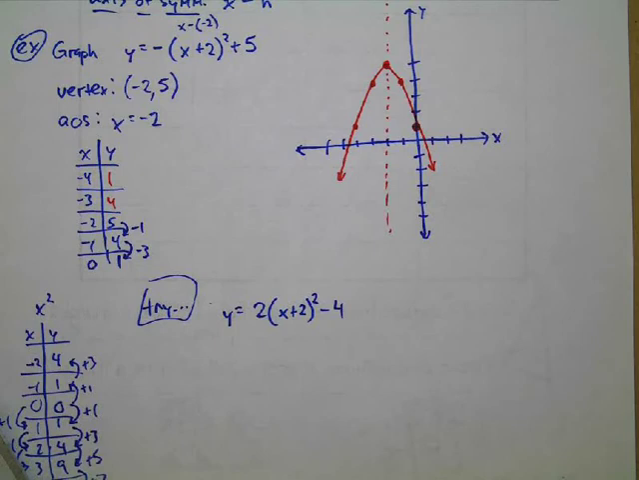Try to identify that vertex. That's the most important point. Make a table if you want to get some more points. You can use Slayton's pattern there that he's pointing out. Feel free to use that.